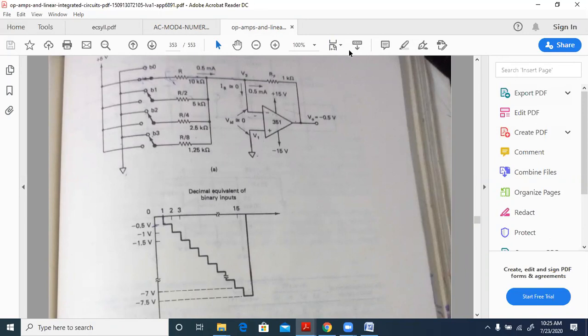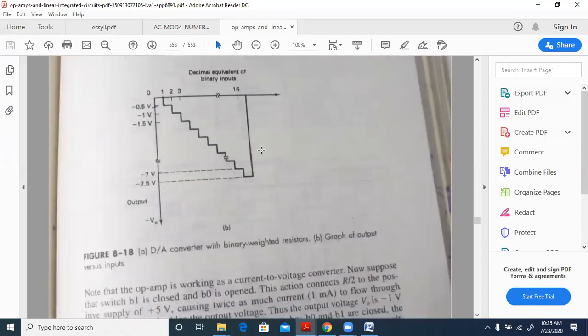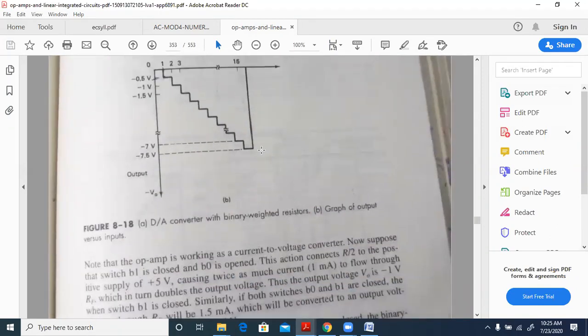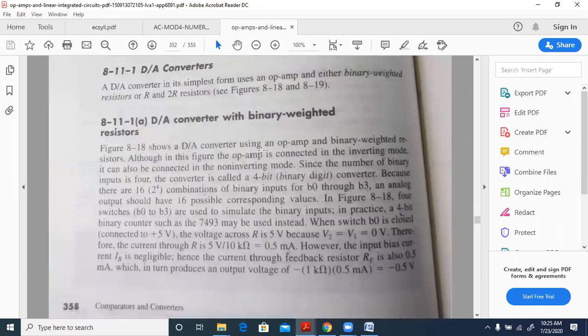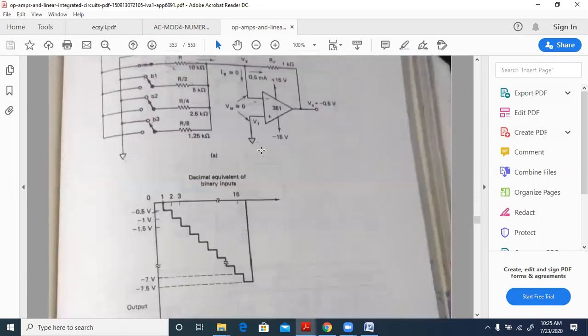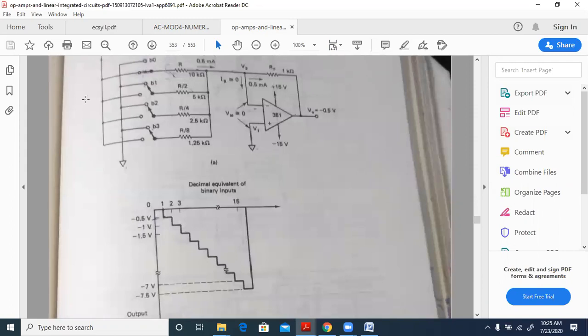Okay, so for this, let us see the formula for the step size. Step size is basically referring to something like this. So where do we have here? B3 is the most significant bit, B2 is next, B1 is next, and B0 is the least significant bit. Step size is always associated with the least significant bit. So if this is connected to 5 volts and the others are at ground, then naturally this will be at virtual ground.